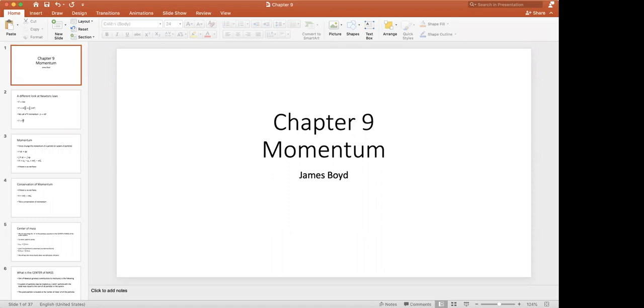This lecture covered chapter 9, which is all about momentum, which is yet another way to look at Newton's laws and how they predict motion, which again, I cannot emphasize strongly enough, is the whole point of this course: to be able to observe motion and predict what future motion will be and understand how that motion changed.